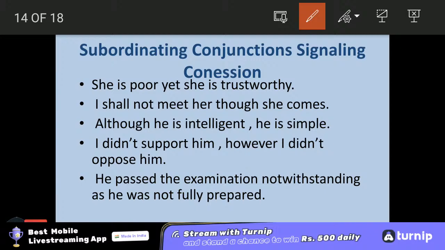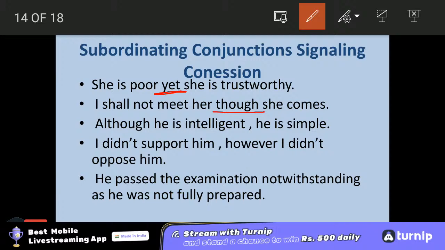She is poor, yet she is trustworthy. I shall not meet her though she comes. So tell me, in the second sentence, which is the word showing the conjunction or the subordinating conjunction signaling concession? I shall not meet her though she comes. Yes, hurry up. Perfect. Though. Next, although he is intelligent, he is simple.